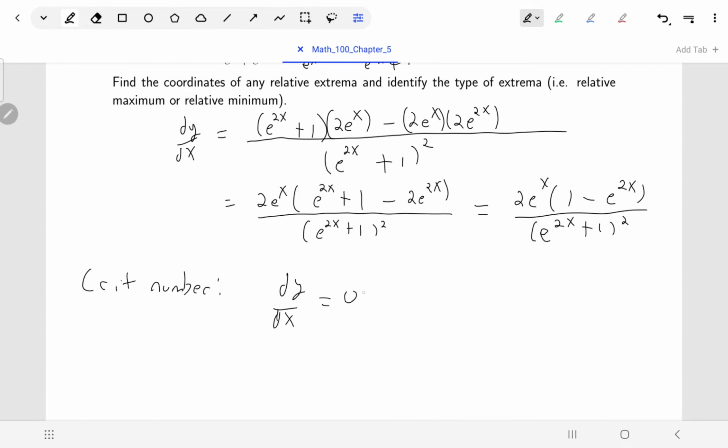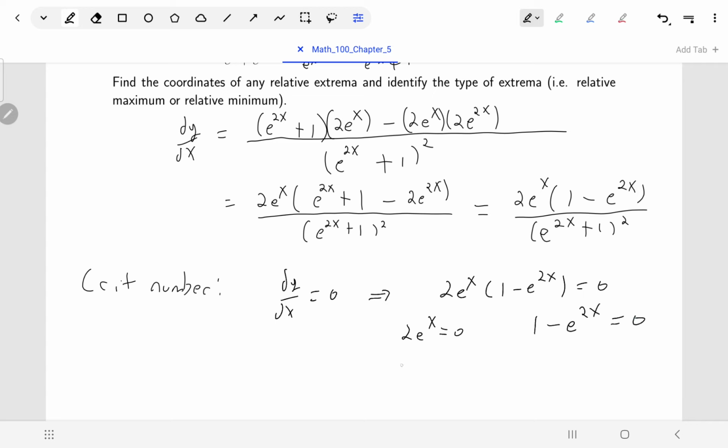And for that, if the numerator was equal to 0, then you'd have two little mini equations to solve. And one of them would have no solutions. So we would have 2e to the x times 1 minus e to the 2x equal to 0, which means either 2e to the x is 0, or 1 minus e to the 2x is 0. 2e to the x is 0 has no solutions, and that's because e to the x is always going to be something greater than 0. So 2e to the x will definitely also be greater than 0. It'll never be equal to 0.